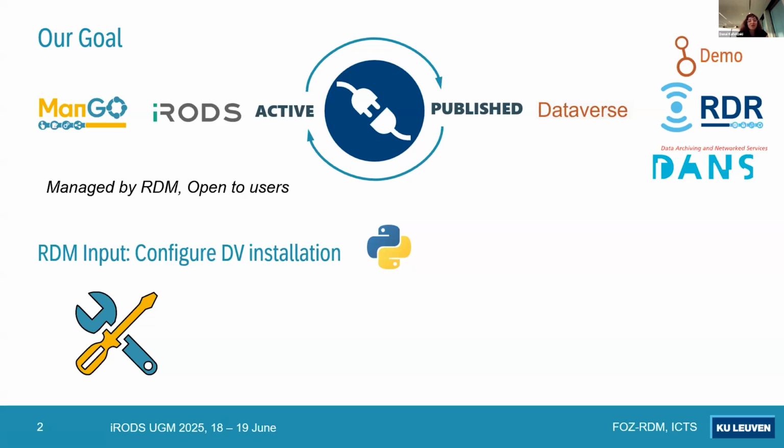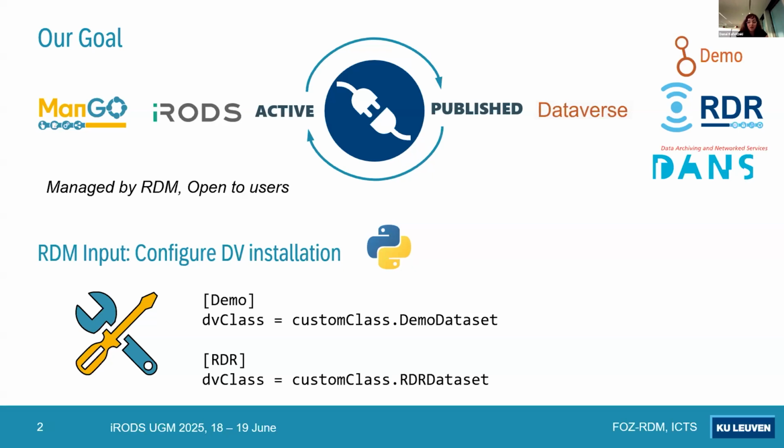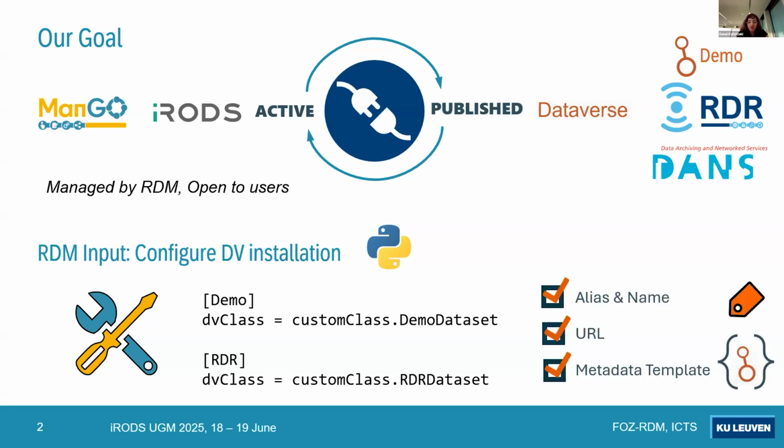So moving to the components of this package, the package expects input from RDM for the configuration of each new Dataverse installation to be supported before the user script is executed. Configuring the installation equals extending the custom class of the irods2dataverse package, which is based on the dataset class of the PyDataverse package. And this class has its own alias, name, base URL, and metadata template.